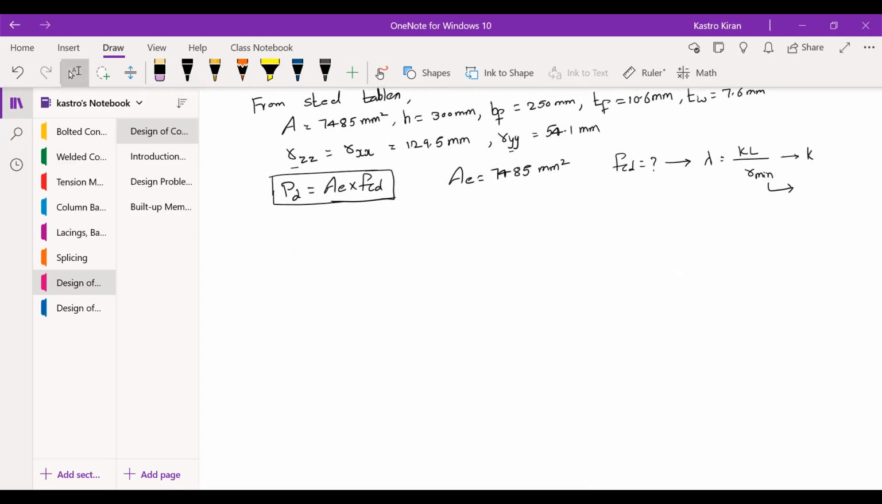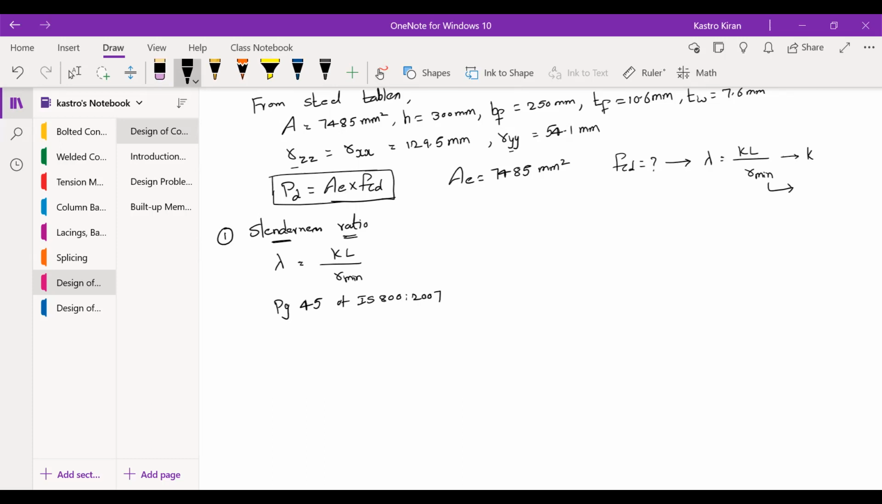So the first step here is the value of K. You need the slenderness ratio value, so let's keep the heading as slenderness ratio. How will you find the slenderness ratio? Lambda equals KL by R minimum. How will you find the value of K? Now open page number 45 of IS 800 2007.